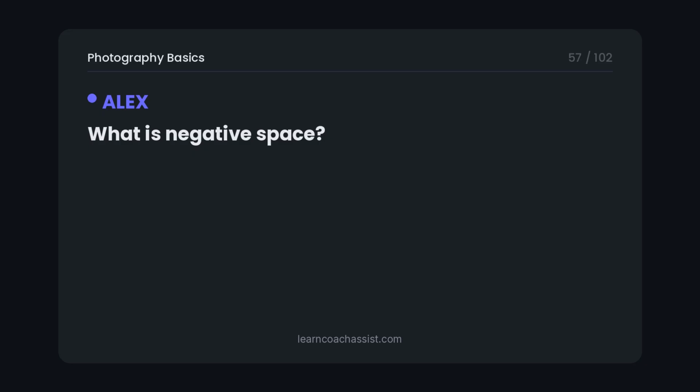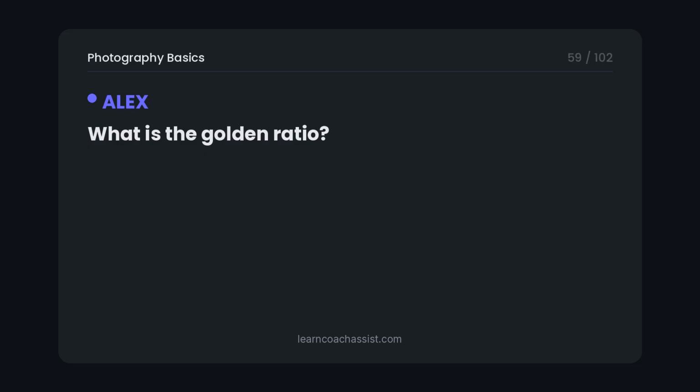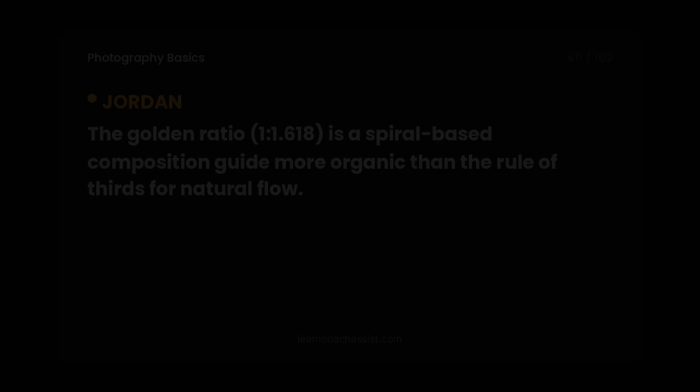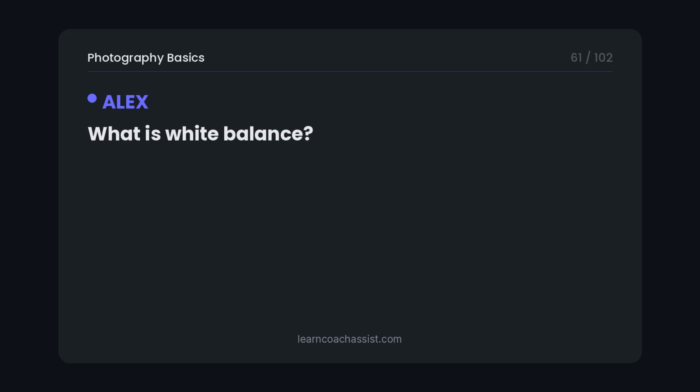What is negative space? Negative space is empty area around the subject, emphasizing it and creating minimalist compositions. What is the golden ratio? The golden ratio, 1 to 1.618, is a spiral-based composition guide more organic than the rule of thirds for natural flow.